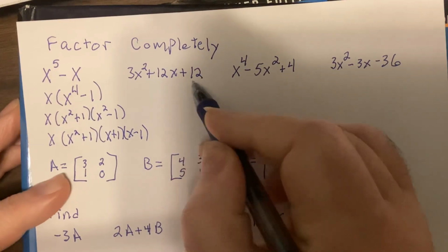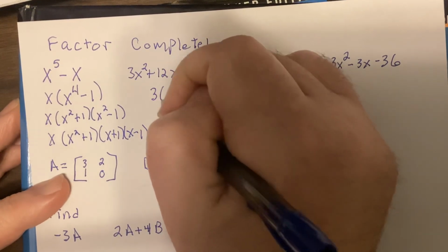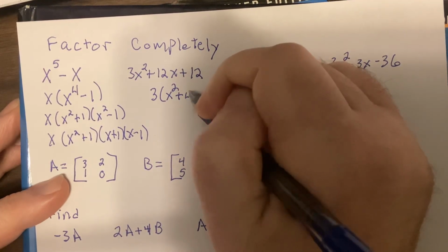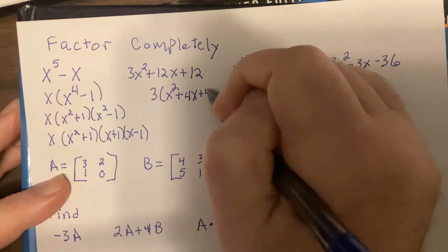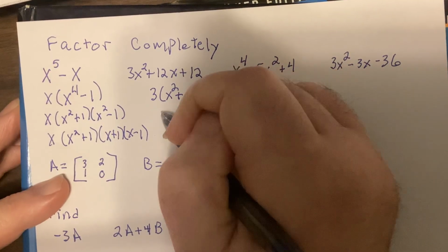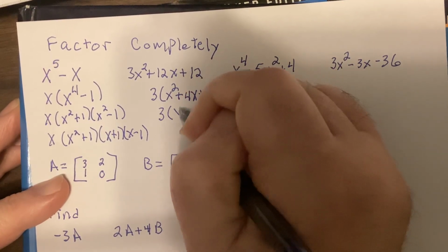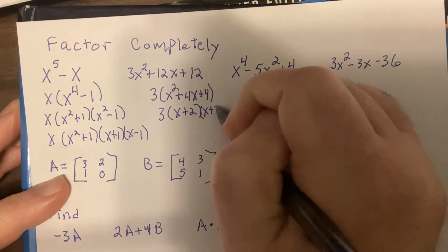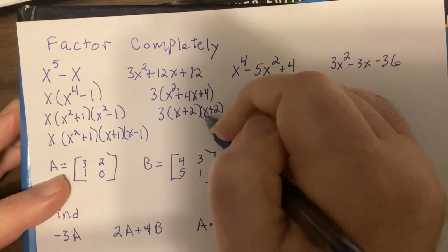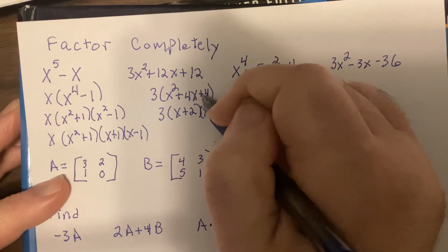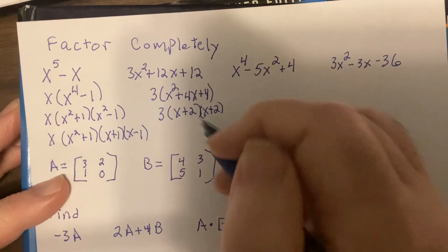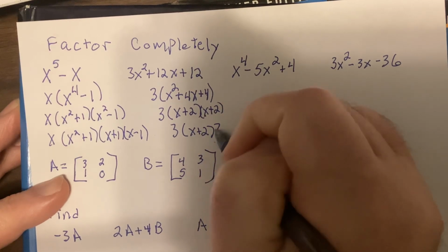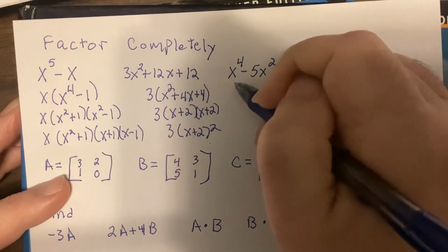Here, factor out the GCF. It's 3 times x squared plus 4x plus 4. Oh, we have a trinomial. So it's x plus 2, x plus 2. X squared is x and x. What do you multiply to get 4, but you add to get 4? 2 and 2. Oh, we got the same thing twice, so we write it as a square.